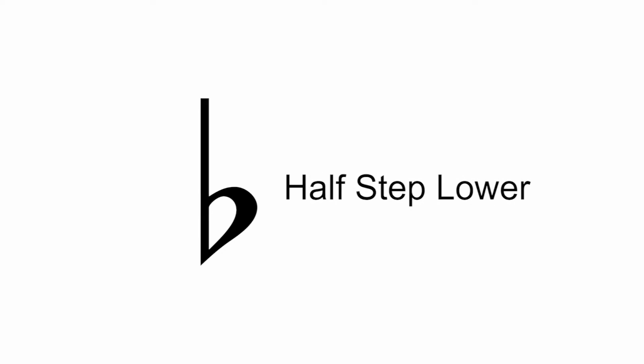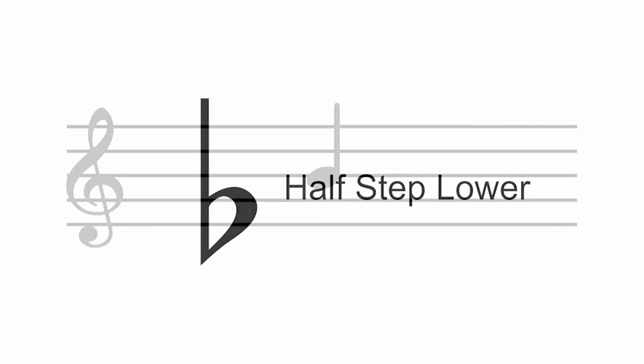So, in our last theory session, we went over sharps and flats. But in case you kind of missed it, here is a quick recap. Flats look like this, and they are a half step down from the original note. So, for example, we have the note B, and then B flat is a half step lower.